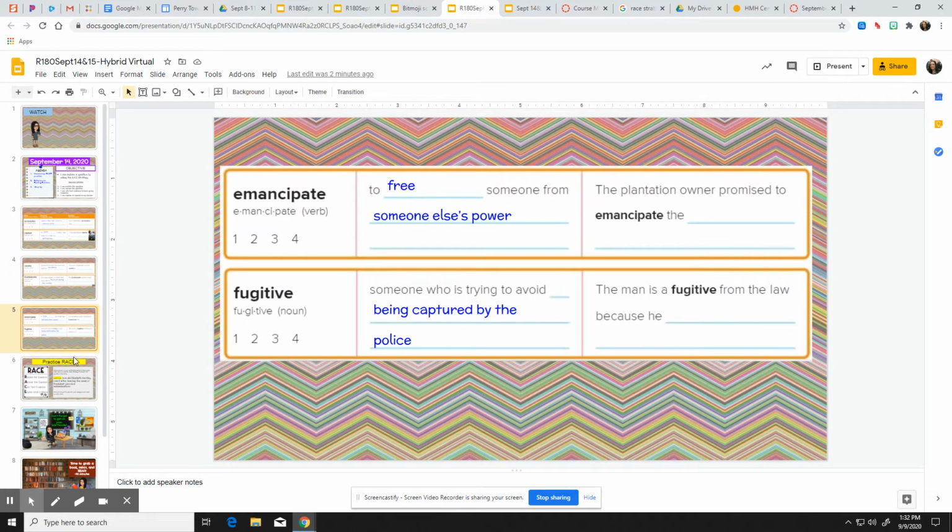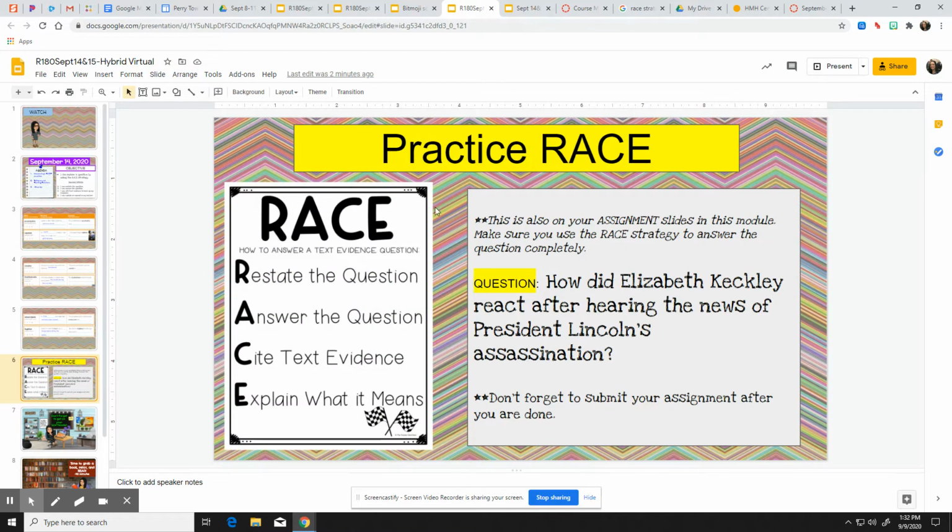Okay, so this is what your assignment looks like. And this is what my slideshow looks like as well. So they're the same thing, except on my slideshow you can't type. On your assignment you will be able to. After you fill in the sentences, what you're going to do is just practice one more RACE question. We want to continue to do this throughout the year just so you get used to answering in complete sentences.